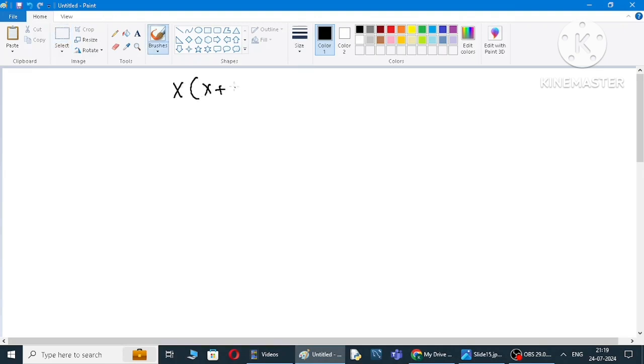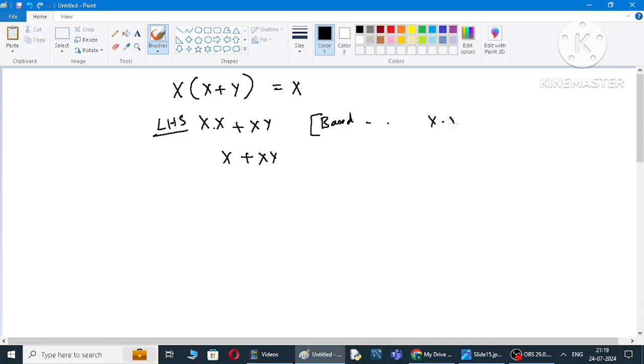X into x plus y is equal to x. This is the second law of absorption law. So multiply this term, x dot x plus xy. This is the LHS. I am multiplying the terms. Now again you will understand very easily. X dot x, according to idempotence law, is x. But every time you have to write how you are simplifying based on idempotence law. X dot x is equal to x. I am applying this rule. This is what you have to write.